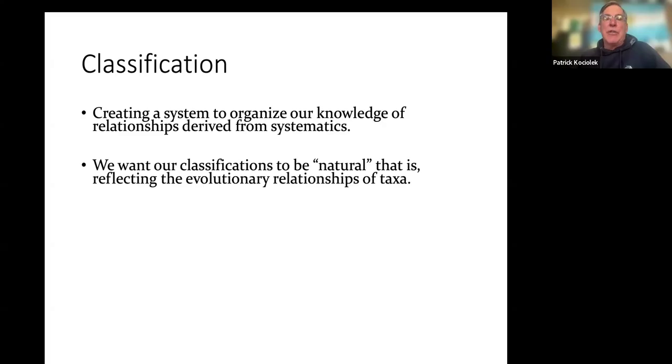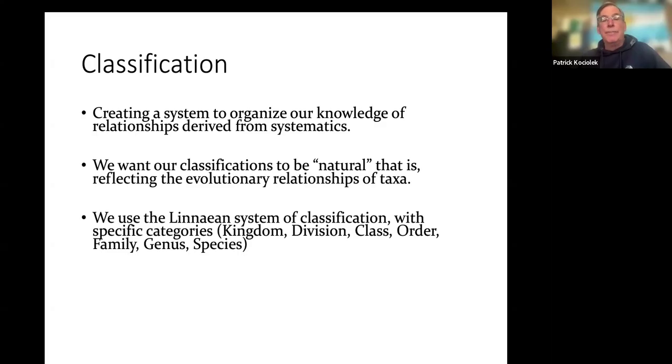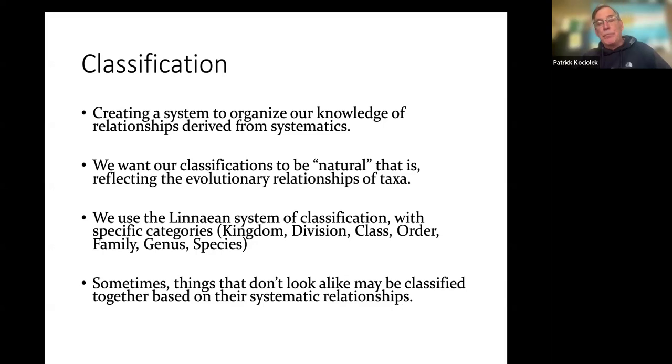And of course, it would be great if the classifications that we had were natural, at least the formal classifications that reflect evolutionary relationships. There are other ways to classify, of course. And while there are other classification systems out there, at least right now, we've decided to go ahead and use a Linnaean system of classification, which aligns with rules of nomenclature and names that are available. We just have to remember sometimes that things get classified together even though they might not look similar to one another. There are cases where overall morphological similarity may not be the best guide to evolutionary relationships.